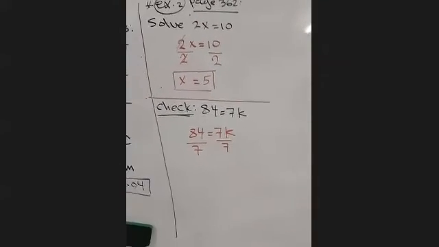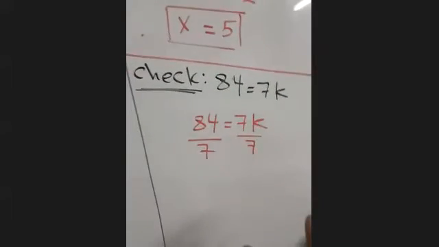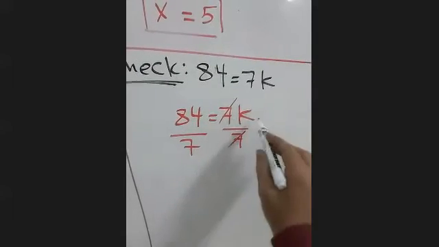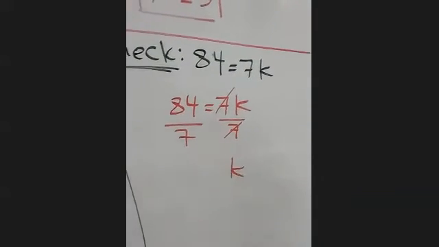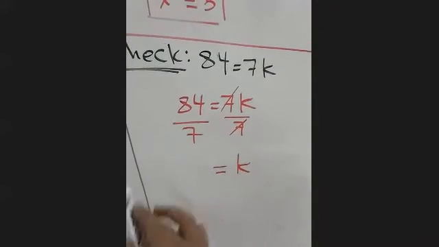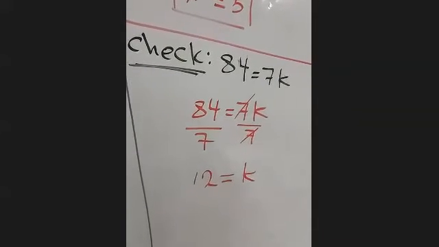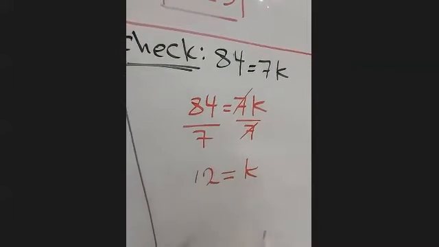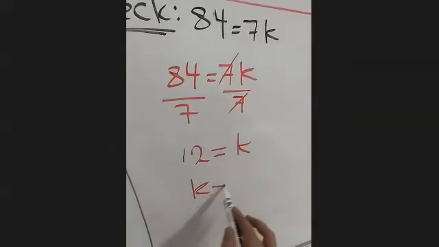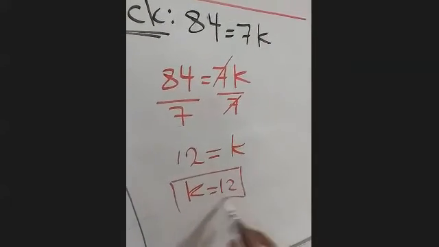What will I do here? 7 and 7, they are gone. 7 divided by 7 is 1. 1 multiplied by k is k. And the equal sign comes down. Now 84 divided by 7 equals 12. K equals 12. We write it like this. This is the solution.